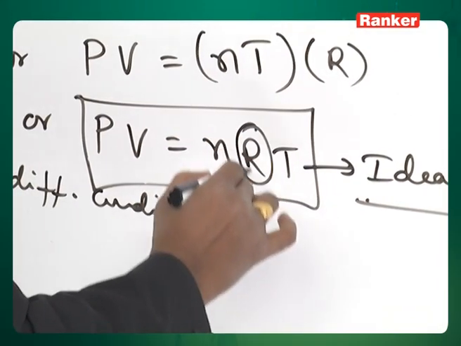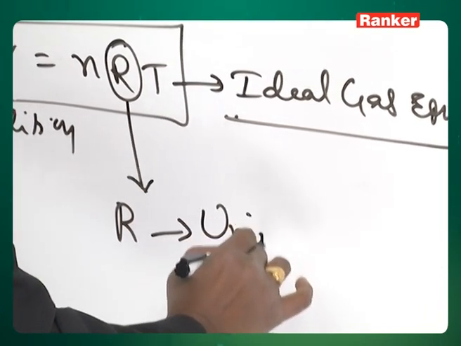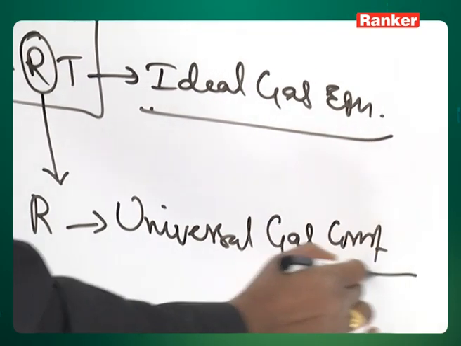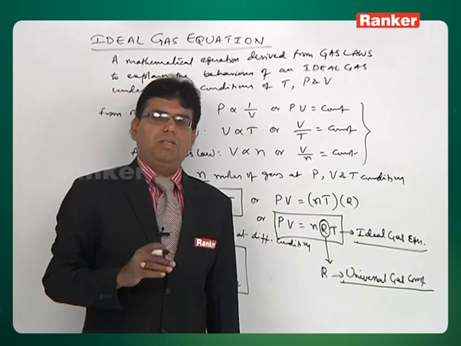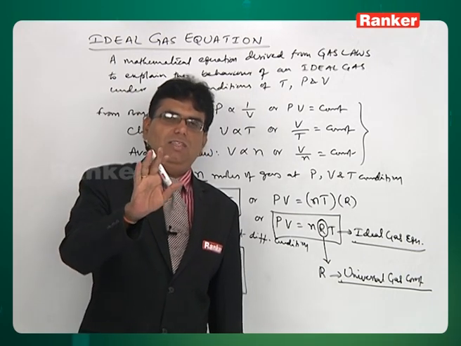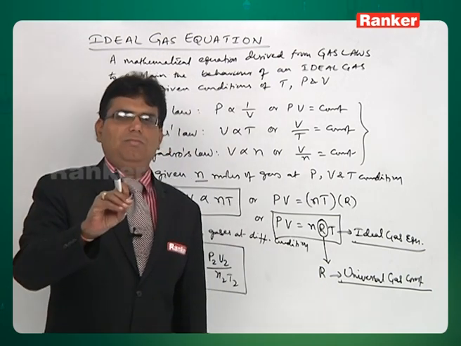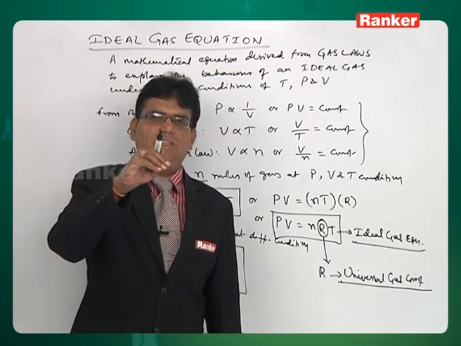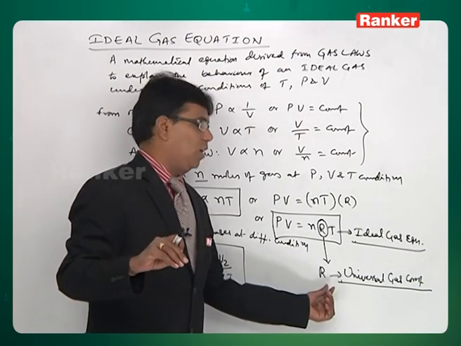This R is what we call the universal gas constant. Why is it called universal gas constant? Because that constant value is applicable for all ideal gases. It is independent of the nature of the gas. For any ideal gas, whether hydrogen, helium, neon, argon, krypton, xenon, carbon dioxide, sulfur dioxide, if you consider any gas as an ideal gas, then this value R is applicable.